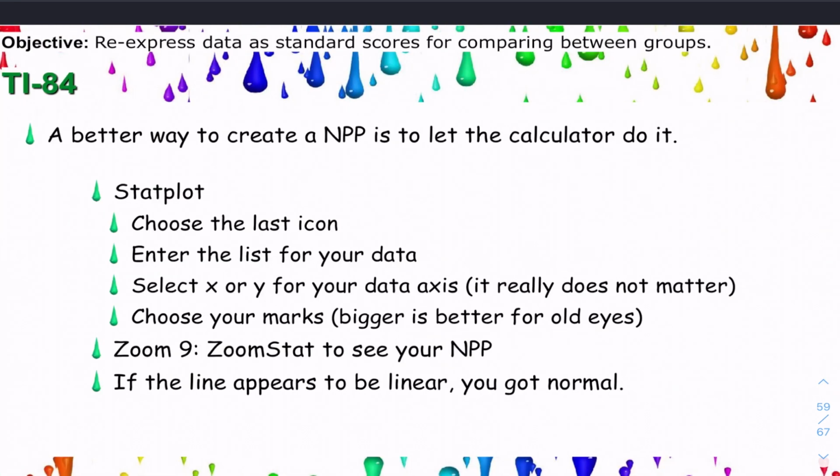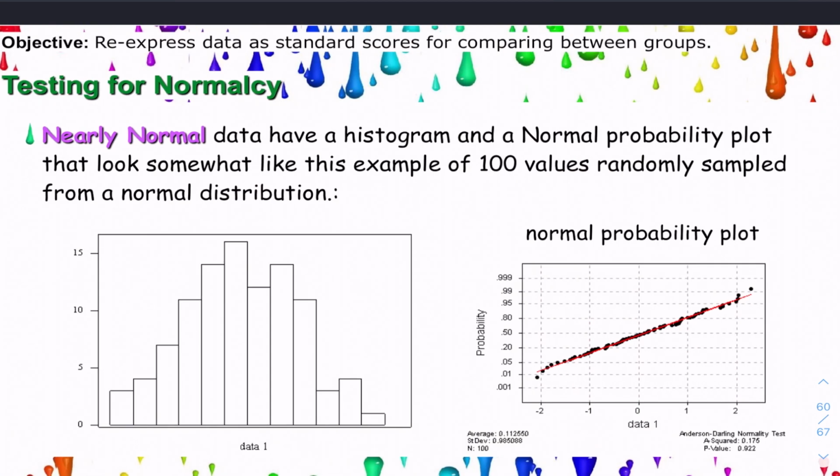The much better way to create a normal probability plot is to let the calculator do it for you. Now, if you're on a TI, you hit Stat Plot, then choose the last icon, which looks like a line, and then you select your data, which you want on either the X or Y axis, and then you'll hit Zoom 9. If you are using your TI Inspire, all you have to do is, instead of selecting histogram, select NPP, or normal probability plot.